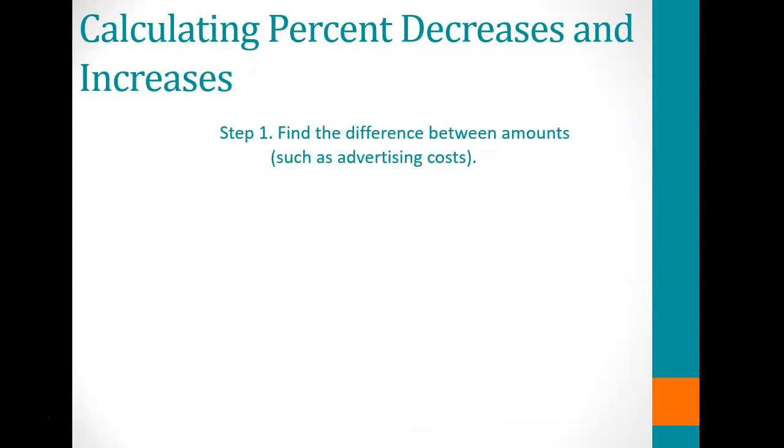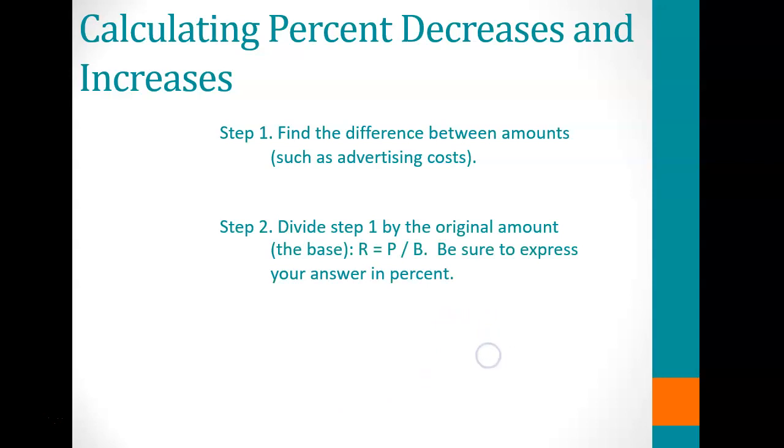Find the difference between amounts, such as advertising costs. To find the difference between amounts, the first step is to look at the rate, the portion, and the base. And we're going to express our answer in terms of a percentage. So we're going to divide step one, the difference between those two, by the original amount. And that would allow us to see the increase or the decrease as a percentage.